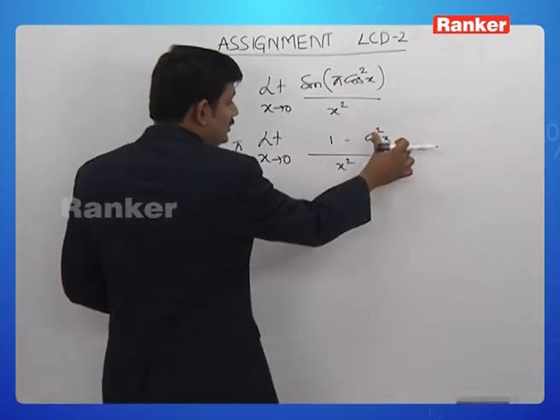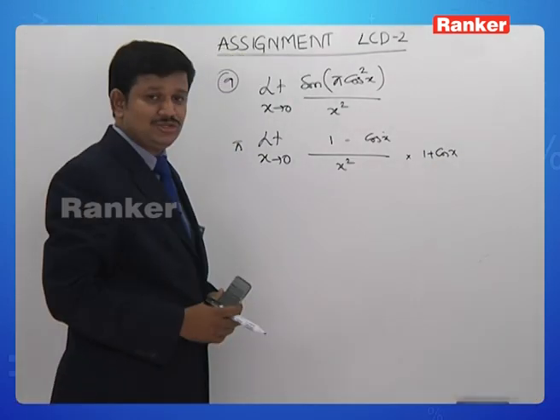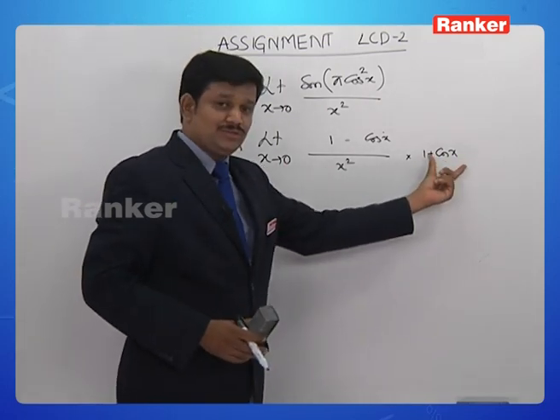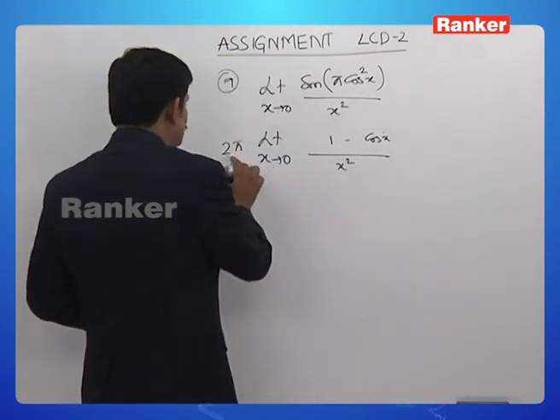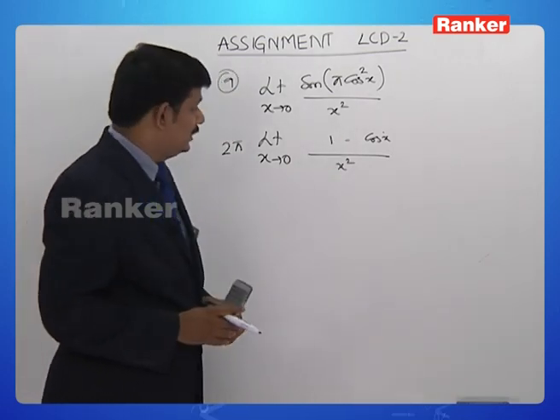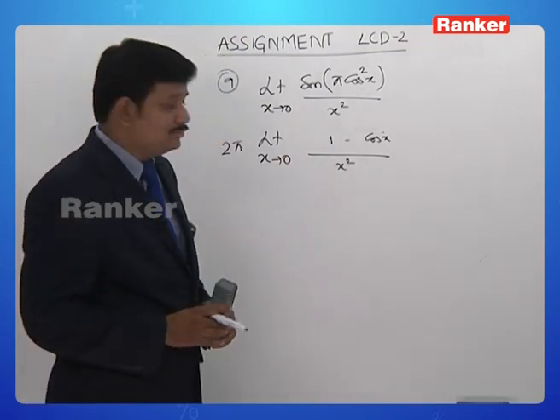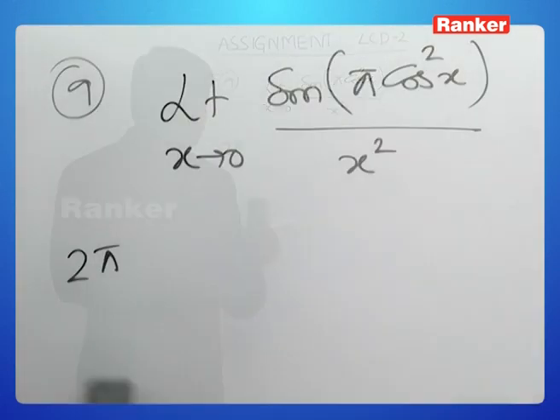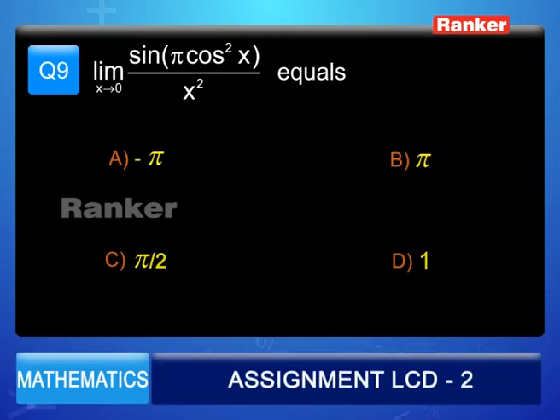1 minus cos square x is 1 minus cos x into 1 plus cos x. As x tends to 0, cos x is 1, 1 plus cos x is 2. So I can separate it and write 2 outside. And 1 minus cos x by x square, we know it is a standard limit. 1 minus cos ax by x square is a square by 2. So 1 minus cos x by x square is half. So this half and 2 get cancelled and we are left with answer pi. So it's option B. Answer is pi.